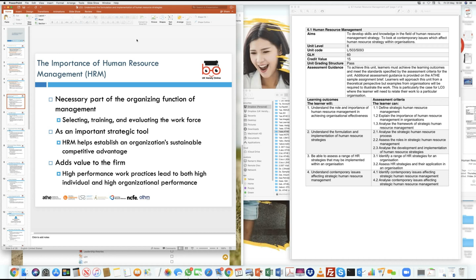Christina, Eve, sorry? Why do you think the role of HR is important in an organization? Because without it, you wouldn't have any people to work there. Right. Yes, HR is the most important role.